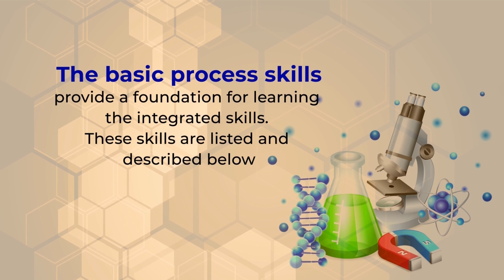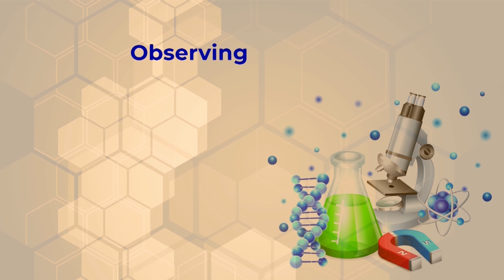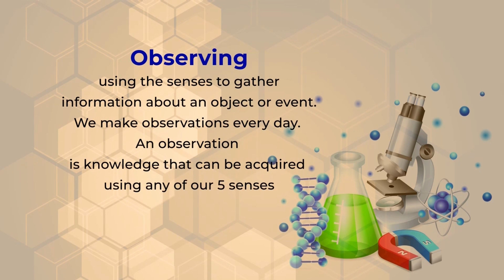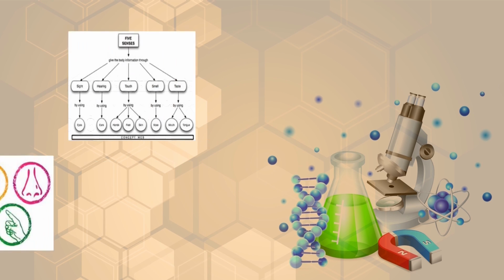These skills are: number one, observing. Observing means using the senses to gather information about an object or event. We make observations every day. An observation is knowledge that can be acquired using any of our five senses.